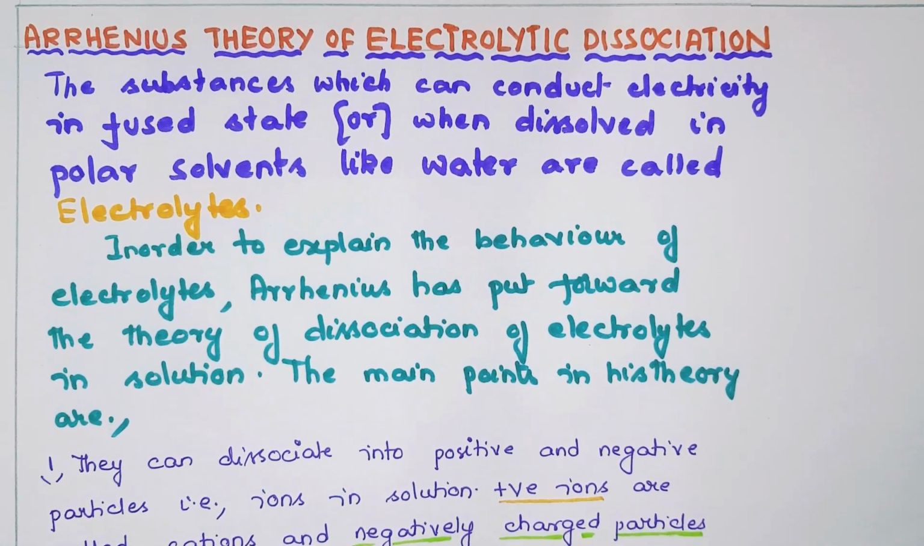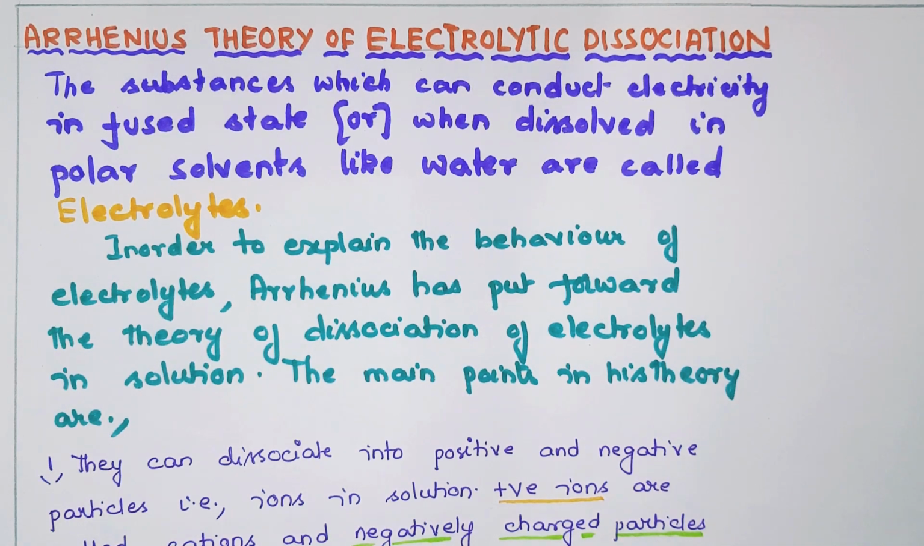So why did Arrhenius propose this theory of electrolytic dissociation? He wanted to explain the behavior of electrolytes, students. So this is the reason why he put forward the theory of electrolytic dissociation, that is, dissociation of electrolytes in solution. If we look into the main points of this theory, there are some 5 to 6 main points in this theory, students. One after the other, we will try to understand the points of Arrhenius theory of electrolytic dissociation.